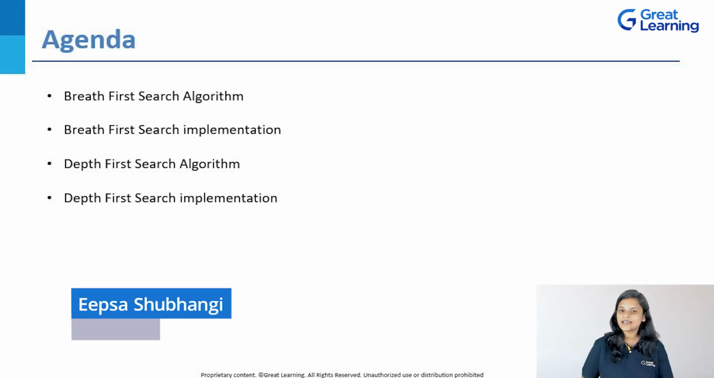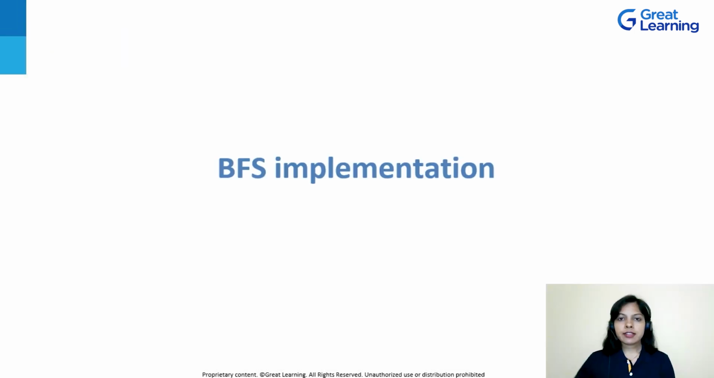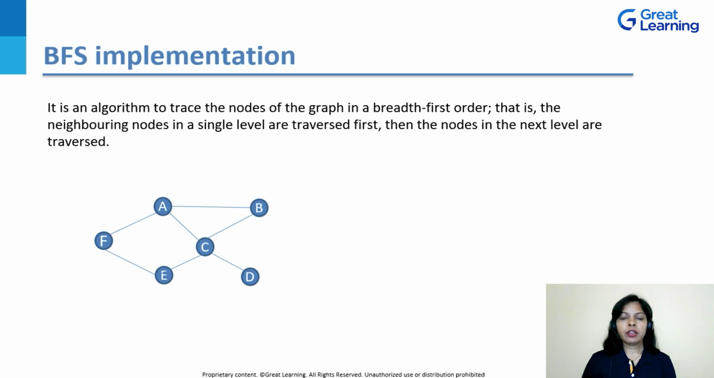Now let's quickly check the agenda for the course. We are going to discuss the concept behind the breadth-first search algorithm with an example of its implementation using Java programming concepts. Also, we will talk about the depth-first search algorithm, its working with the help of an example, and then discuss its implementation using Java programming language. Now let us discuss the implementation of the breadth-first search algorithm. But before implementing it or writing down the code in Java, let us see what exactly this breadth-first search algorithm is and how it works.